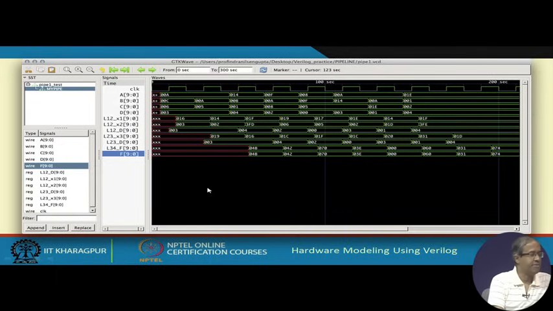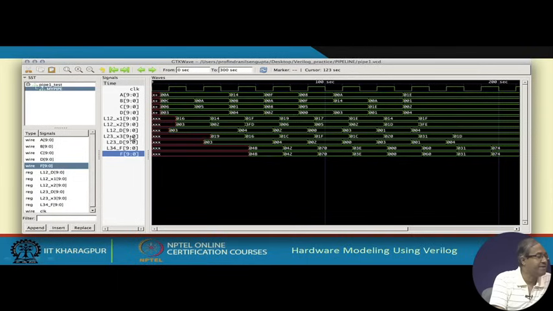here you can see what is happening. You see the first row shows the clock, and A, B, C and D are being applied. You see 0, 0, A, C, 6 and 3, that means 10, 12, 6 and 3, and the values of x1 and x2 are getting calculated. 10 plus 12 is 22, which is 16 in hexadecimal. 6 minus 3 is 3.